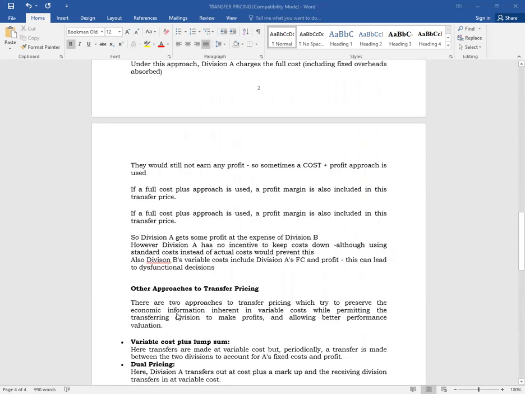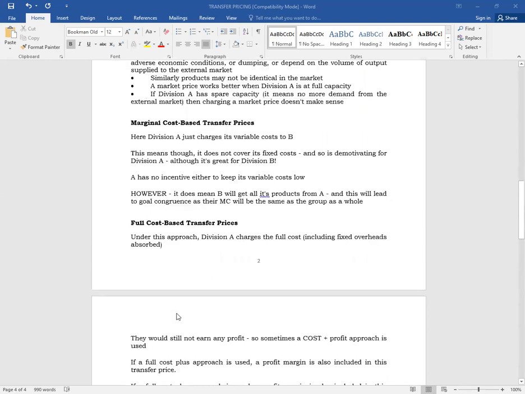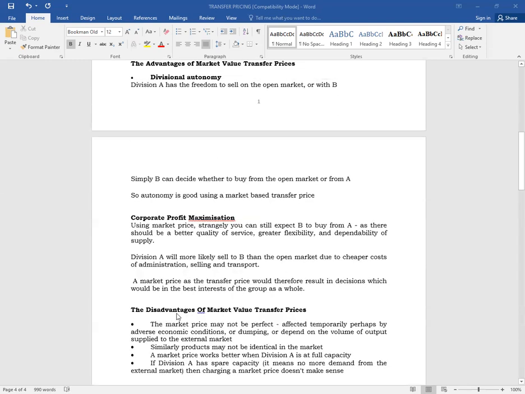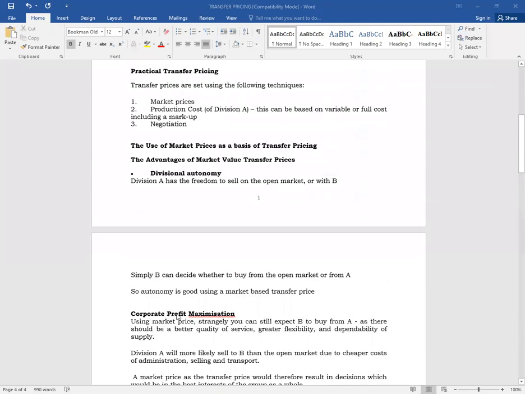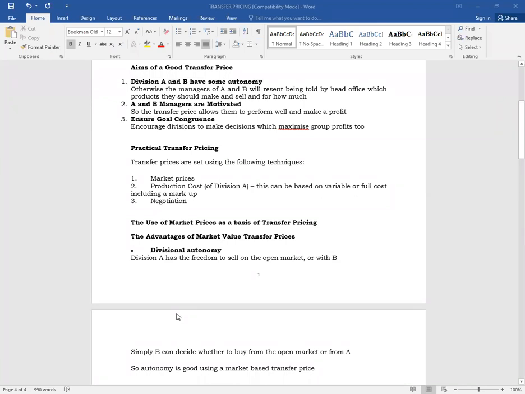Great. Now, the other thing that your lecturer wants us to discuss, ladies and gentlemen, is the practical transfer pricing. Transfer prices are set using the following techniques. Number one, we have market prices. Number two, we have production cost. Number three, we have what we call negotiations. Now listen, these are approaches to setting up transfer prices.